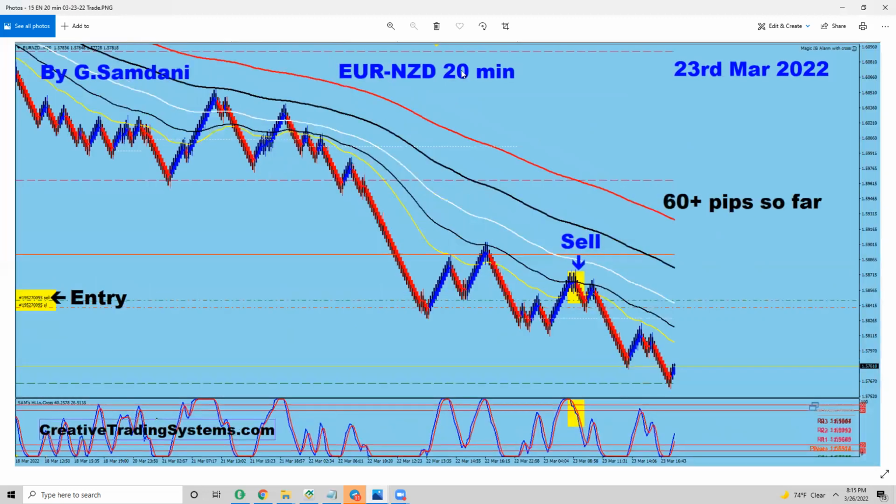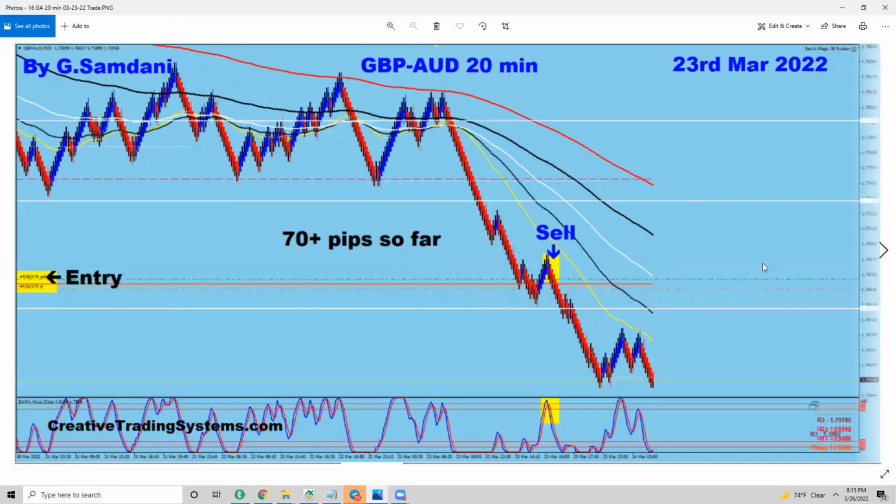On the 23rd, Euro Newsy is also getting strong. All the commodity currencies, because of the war right now. So CAD, Aussie, Newsy, very, very strong. So we went down here, 60. Now pound Aussie again, this one going down. Remember the top one? I had that one, and then another entry here on the 23rd for 70 pip.